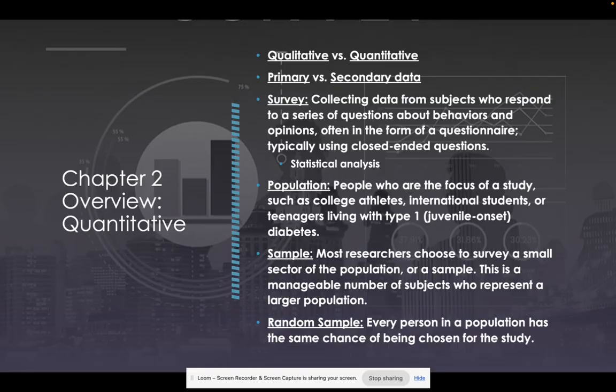Most researchers choose to survey a small sector of the population, or a sample. This is a manageable number of subjects who represent a larger population. Now, there are different techniques for sampling, but you'll probably learn about those in upper division social science classes, especially classes that focus primarily and pretty much exclusively on research methods. But for our purpose, it's most important for you to know what random sampling is, which is where every person in a population has the same chance of being chosen for the study.